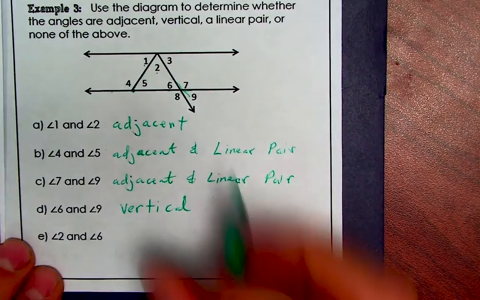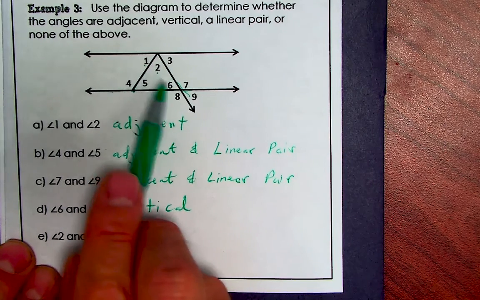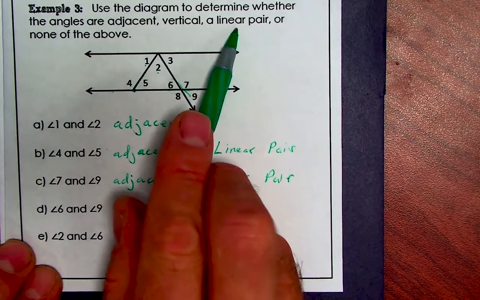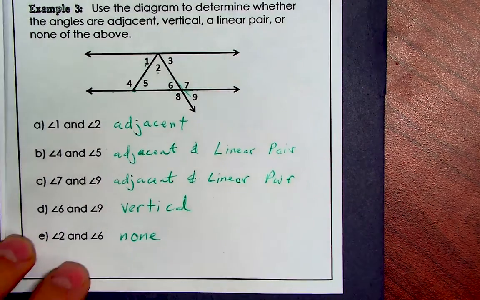Okay, and then lastly, we've got 2 and 6. Well, again, are they next to each other? No, they don't share a common vertex. They're not formed by intersecting lines. They don't make a straight line. So those two angles have no relationship there. Nothing.